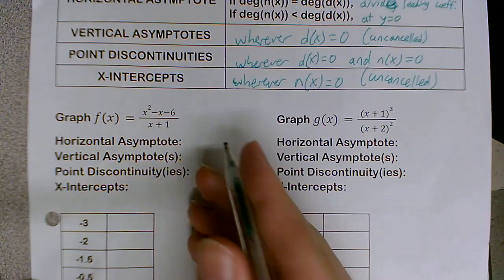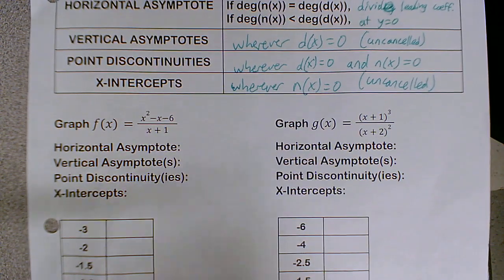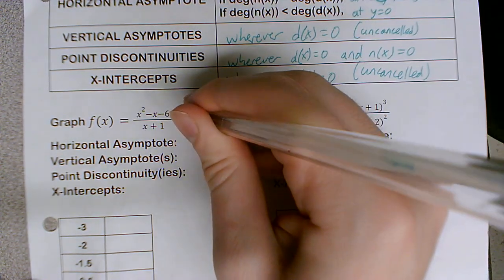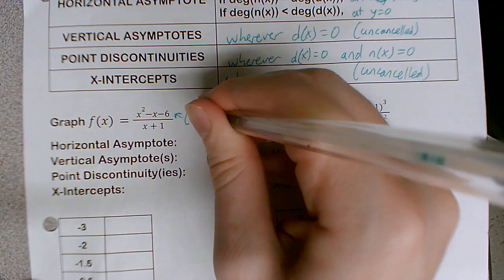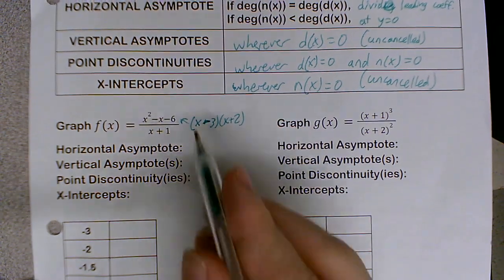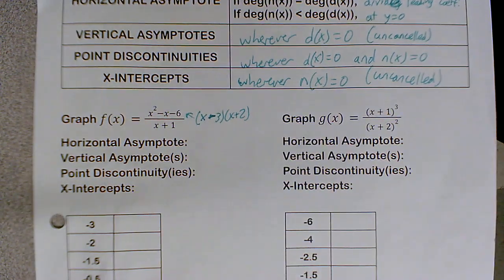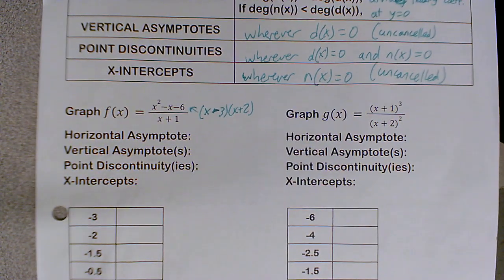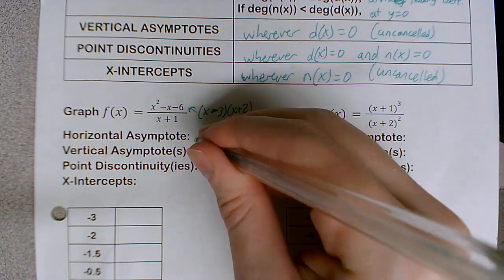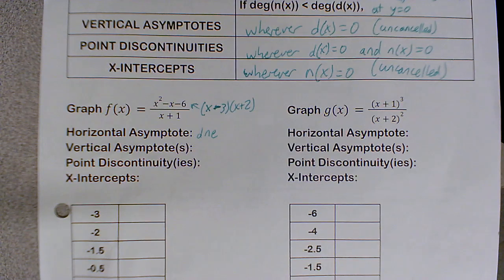So, looking at this first function here, x squared minus x minus 6 factors into x minus 3 and x plus 2. This is one of the examples that we did before in RAT6, but flipped over. It's the reciprocal. Okay, so horizontal asymptote. In this case, we have a quadratic over a linear. That horizontal asymptote does not exist.